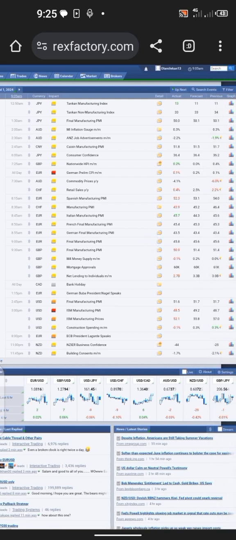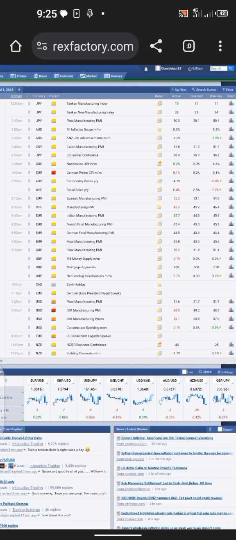Number 5 is retail sales. Retail sales data reflects consumer spending, a major component of GDP. Strong retail sales suggest economic growth and can strengthen a currency, while weak retail sales might indicate economic problems and weaken the currency. So let's now talk about the central bank's policy and interest rate.